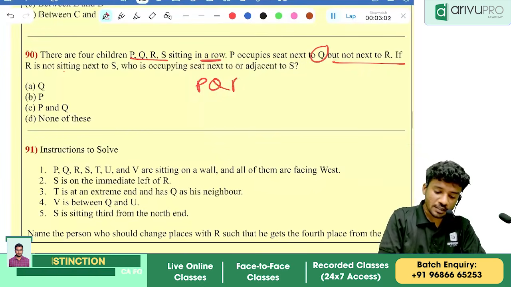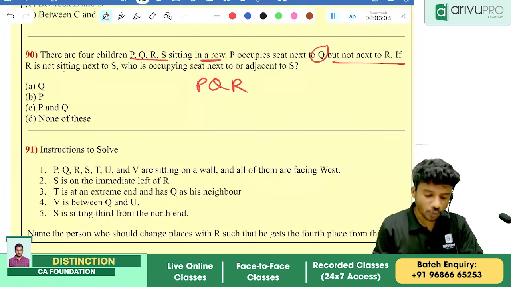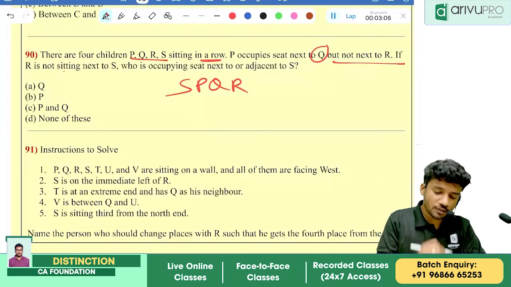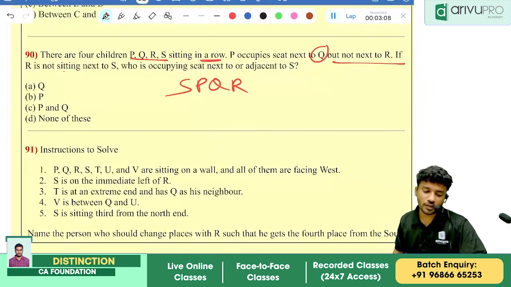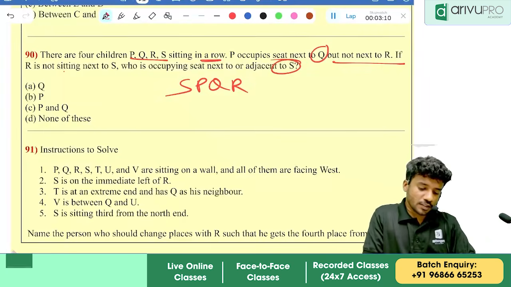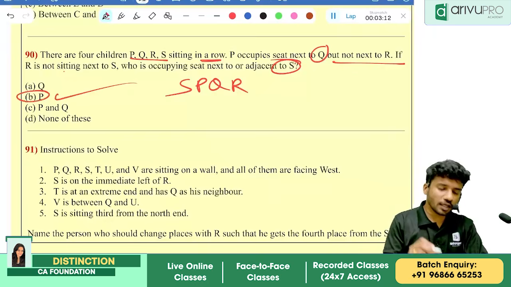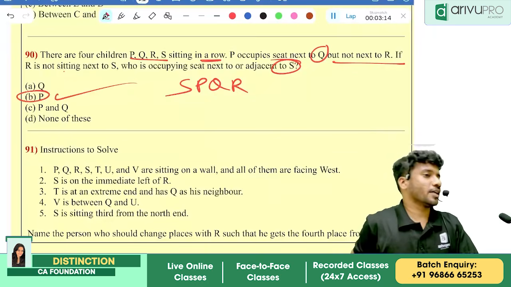Where will R sit? R will sit next to Q. Then where will S sit? S will be sitting next to P. So what is the answer? Who is adjacent to S? The answer is P. P is adjacent to S.